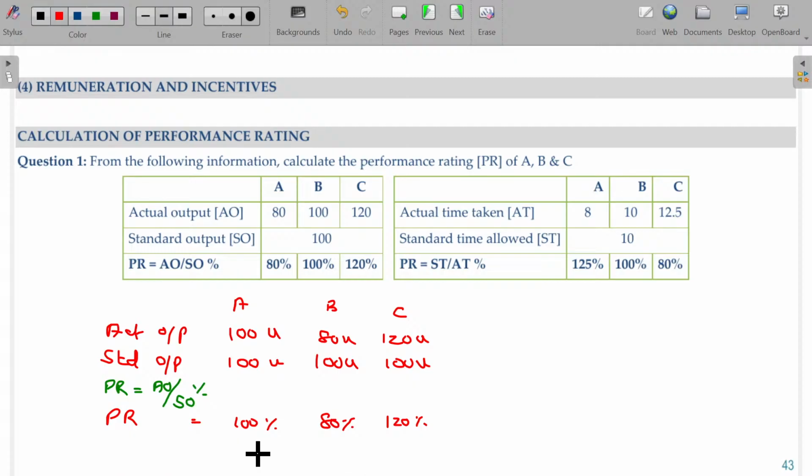From this, it is very clear that the employee who produces more than what we expected will have a higher performance rating. Lesser produced will have a lesser performance rating. Based on his performance rating, he may be given the incentive. Okay, we will see that incentive case in the next illustration, next case.